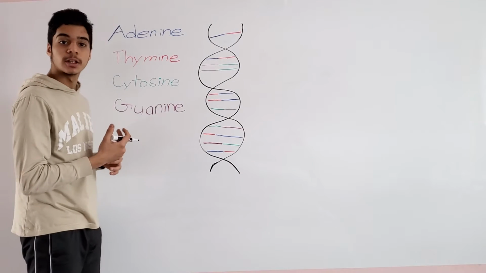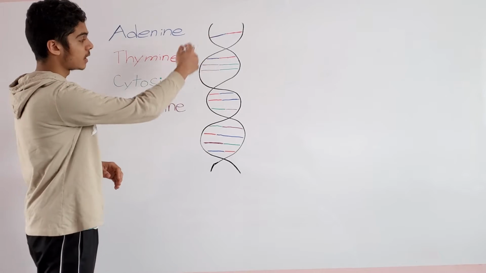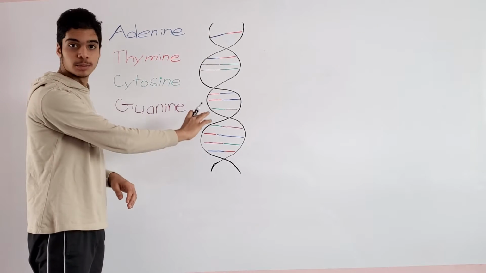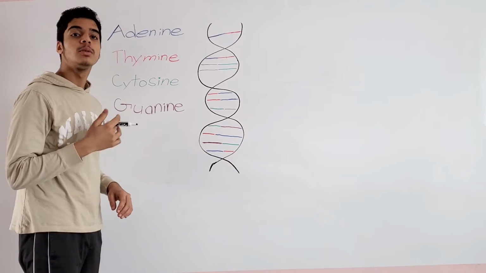I'm going to be discussing DNA and its structure. So this is a DNA strand, and this is a polymer. The monomer of this DNA is going to be nucleotides.